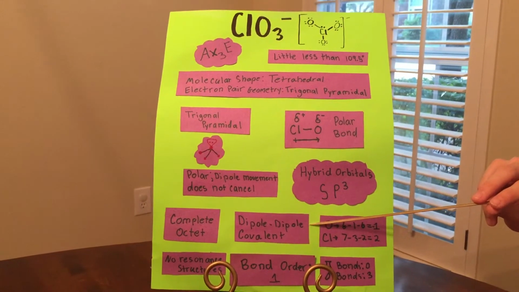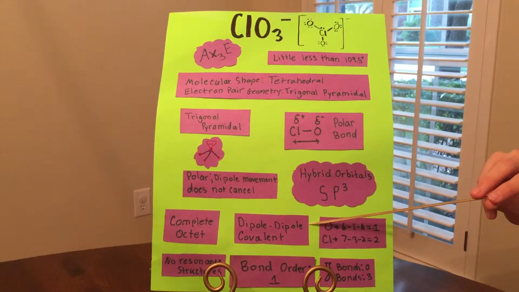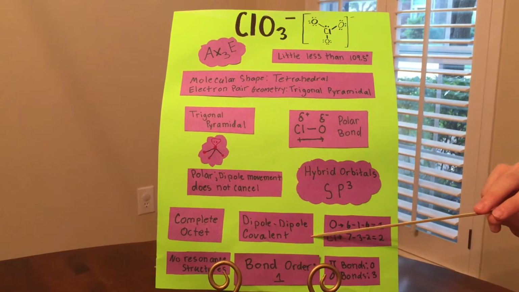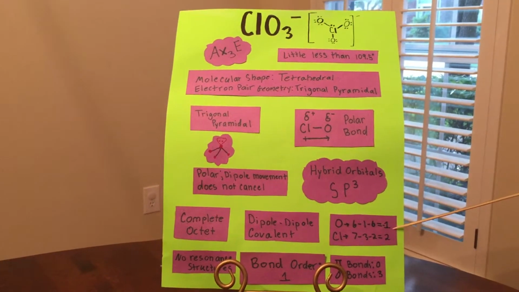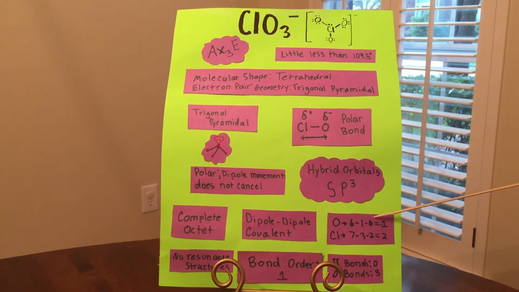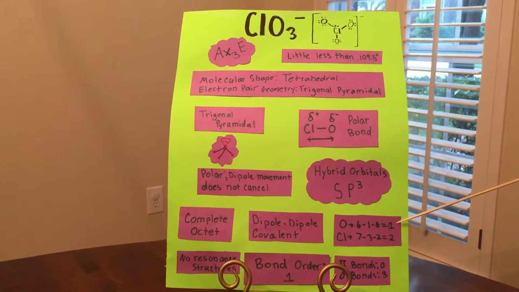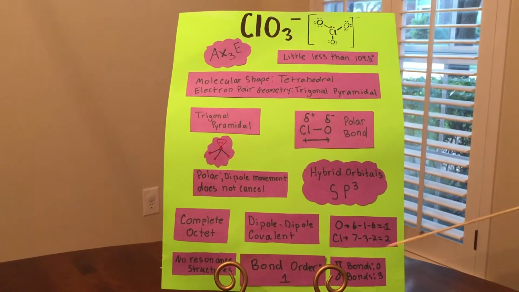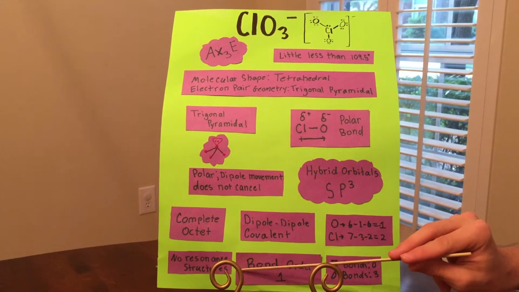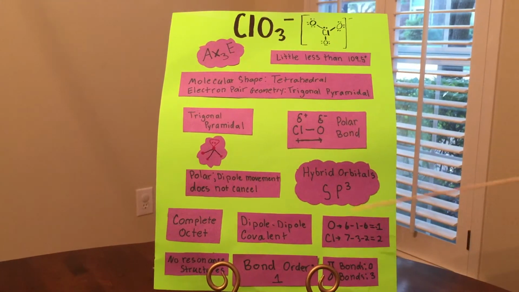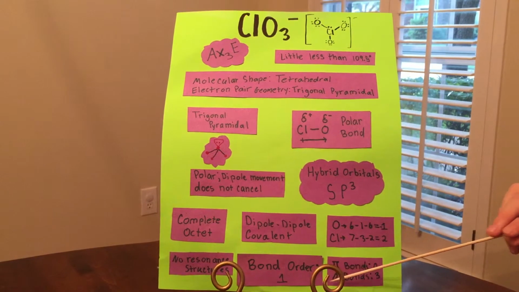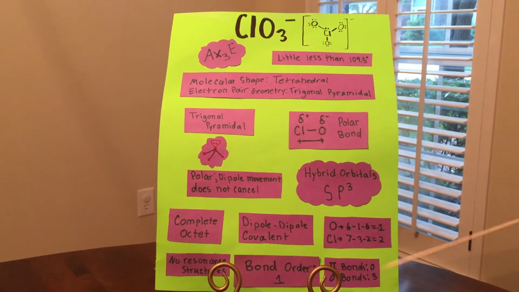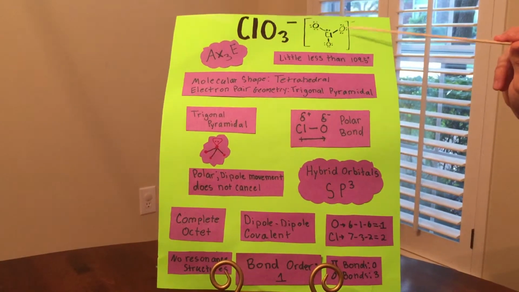The intermolecular force is dipole-dipole, and the intramolecular force is covalent. The formal charges of each atom: oxygen is -1, and chlorine is +2. There are no resonance structures. The bond order is 1, and there are 0 pi bonds, but 3 sigma bonds.